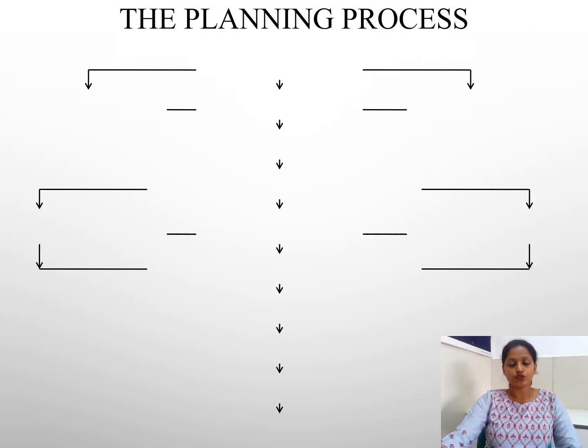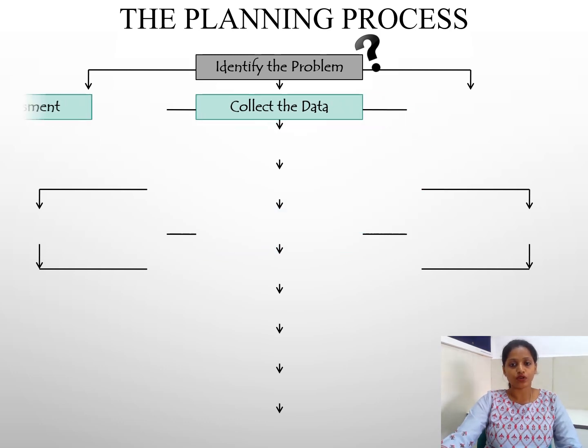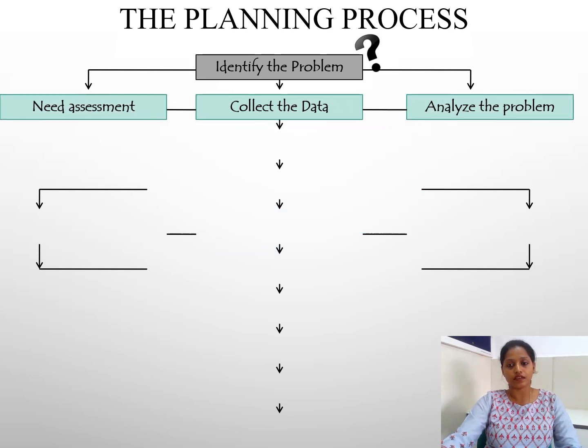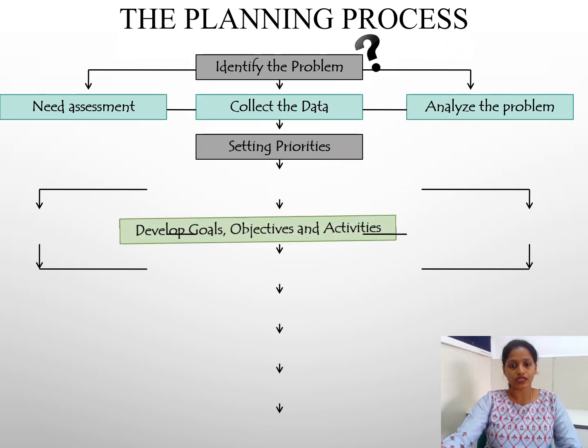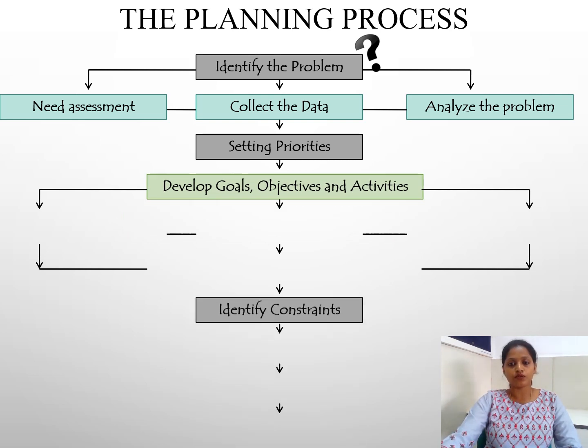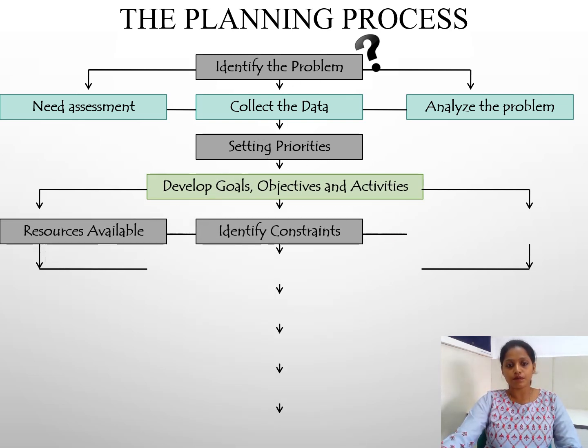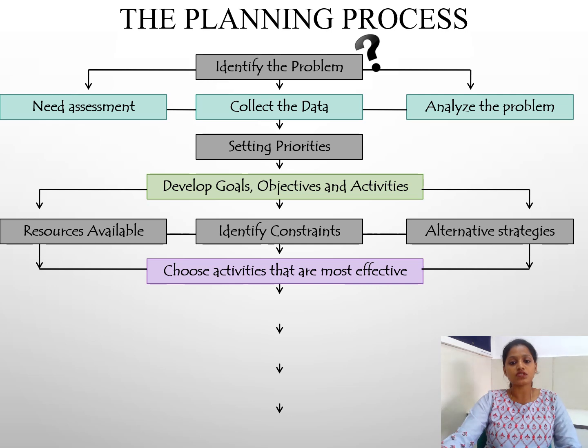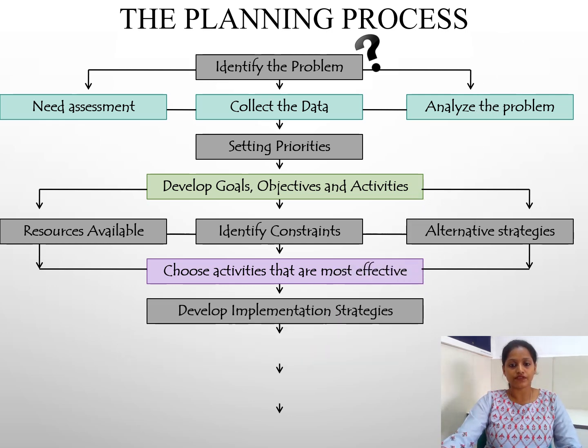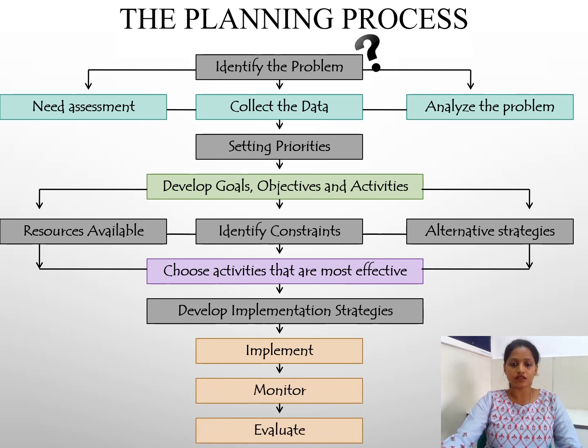So with that, we went through all the planning process. Just to have a recap, let's go through it once again. First, we have to identify the problem and collect the data based on needs assessment and then analyze the problem. And we have to go for setting priorities and then develop goals, objectives and activities, identify constraints based on the resources available and find alternative strategies. Then choose the appropriate activity that is found most effective, develop implementation strategies and implement the plan, then monitor and finally evaluate the plan. This is the entire planning process.